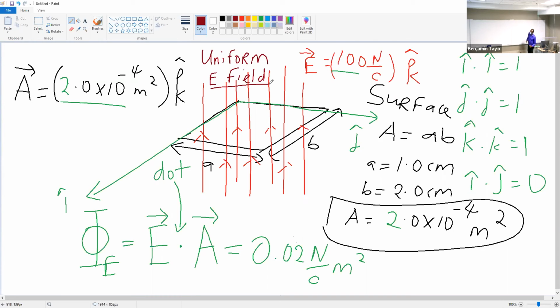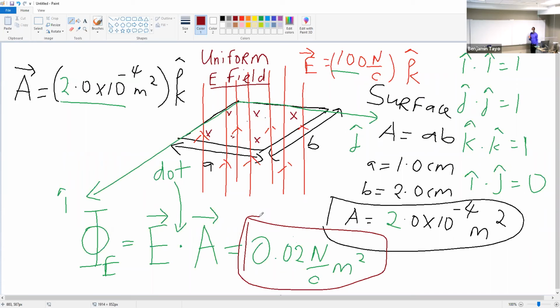Now, let me explain what that means. A uniform electric field means that if I look at the electric field at this point, it should be the same as anywhere. It doesn't matter where you pick. So the electric field is the same everywhere. It's constant, it's not changing. Right? So in this example, this is what we've calculated as the flux.